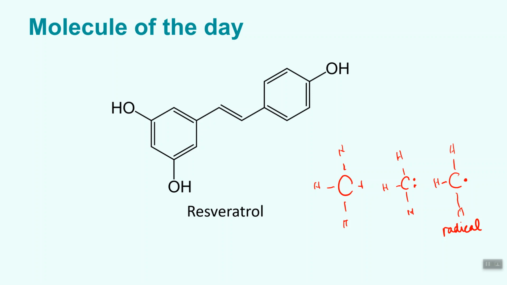So if a radical is going to choose to do damage to something, it's going to choose to do damage to something called an electron sink, because that's where the electrons are going to have an affinity to go to begin with.